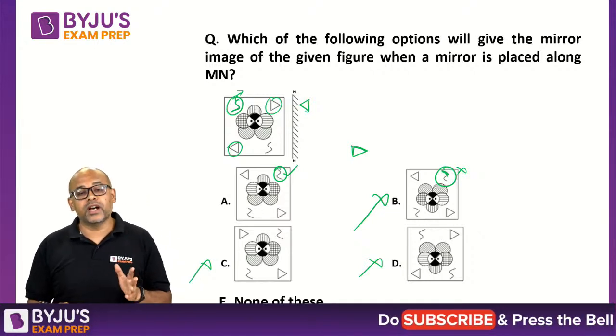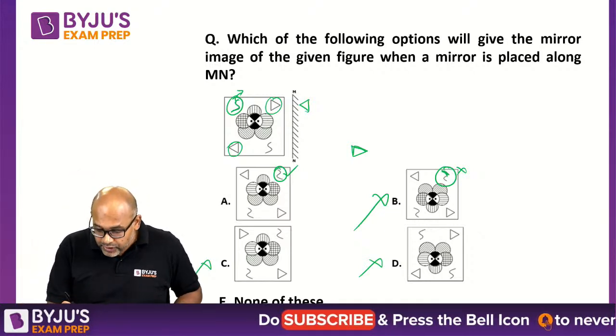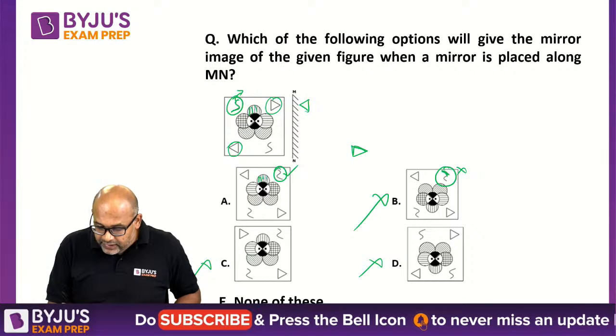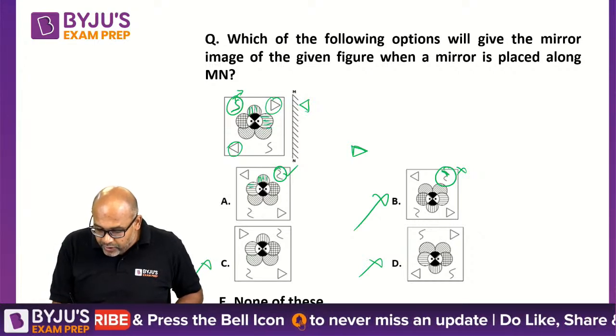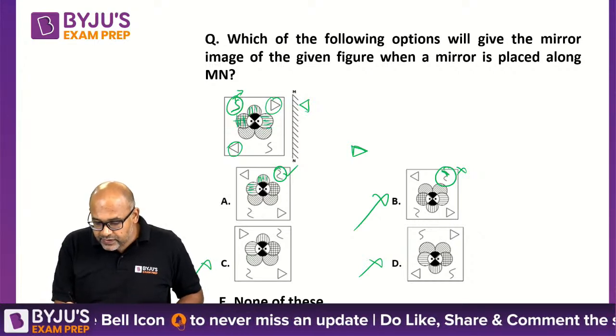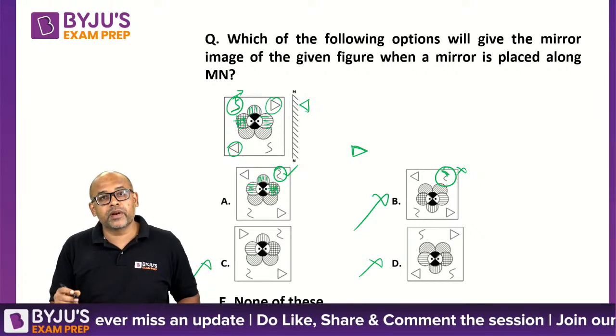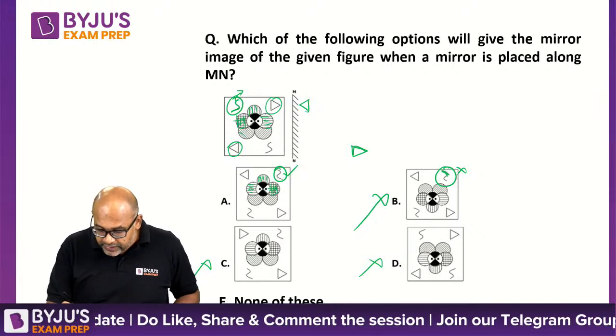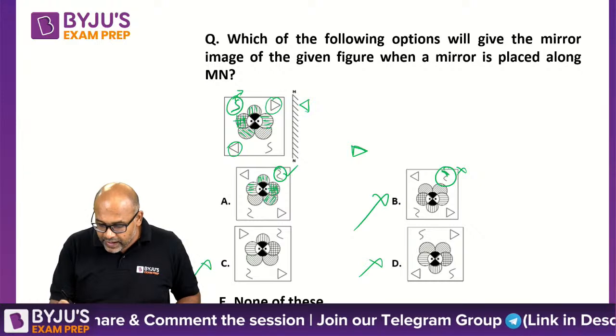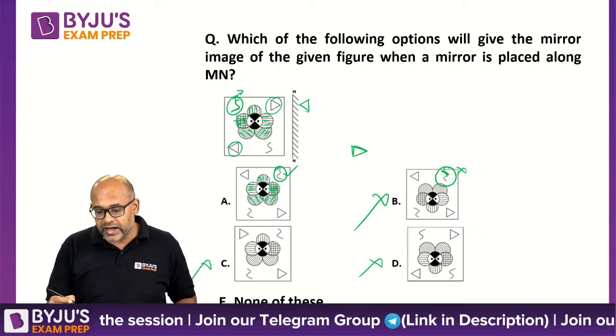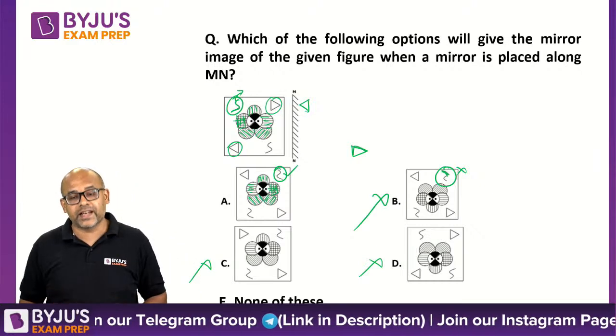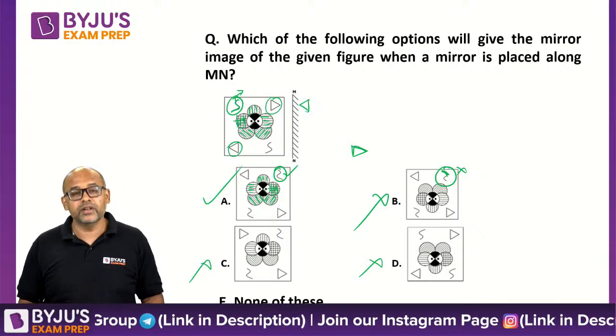But please make sure that the others are verified. So vertical lines will remain vertical lines. Horizontal lines will become horizontal lines. These will become checks, will remain checks. These lines will become this way, and this way lines will become this way. So the entire structure of it is correct. Hence the answer is option A.